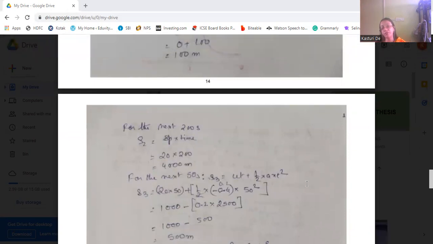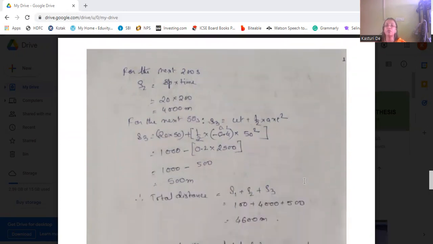And for the next 50 seconds, this will be 20 into 50 plus half into minus 0.4 into 50 square, because there is retardation. So that will give us 500 meters. So the total distance will be S1 plus S2 plus S3, and that will be 100 plus 4,000 plus 500.